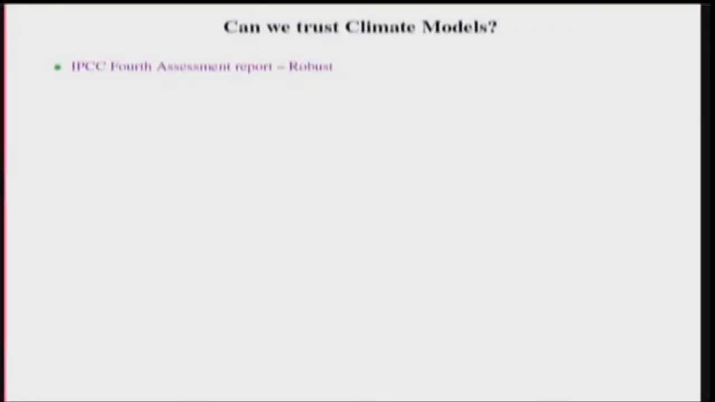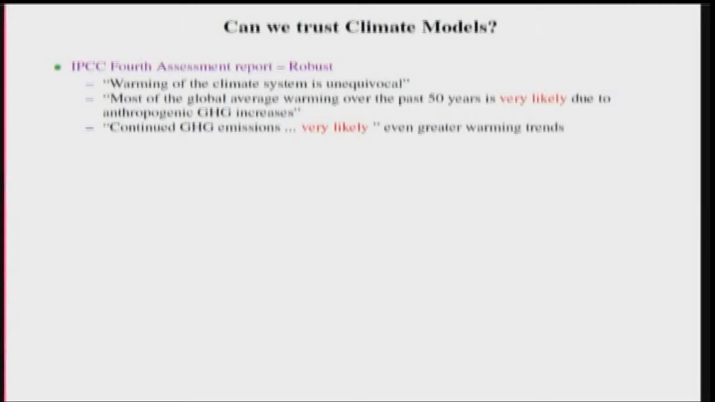So the IPCC fourth assessment report found some robust findings. This is what they're certain of from the accuracy of the climate models that we've got. The warming of the climate system is unequivocal. That was one of the headline messages. Most of the global average warming over the past 50 years is very likely, they had a definition of very likely, due to anthropogenic greenhouse gas increases, human greenhouse gas increases such as carbon dioxide. And then if we continue to pump out so many greenhouse gases, the warming will get even faster. That's what they're certain of. So they're certain enough to say we really should try not to produce so many greenhouse gases.